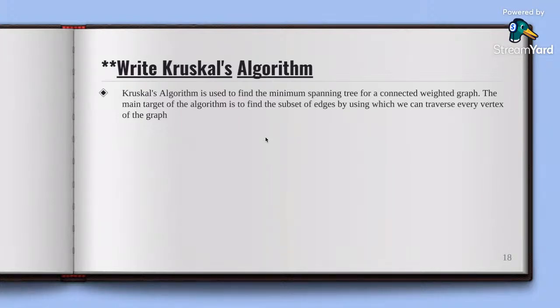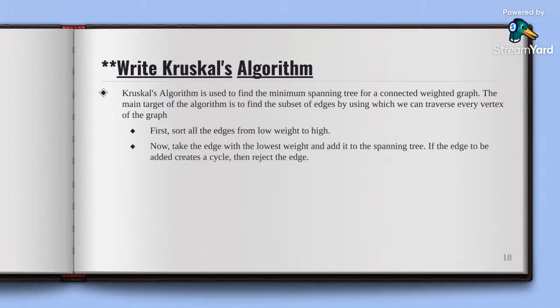Kruskal's algorithm is used to find the minimum spanning tree for a connected weighted graph. The main target of the algorithm is to find the subset of edges by using which we can traverse every vertex of the graph. First, sort all the edges from low weight to high. Now take the edge with the lowest weight and add it to the spanning tree. If the edge to be added creates a cycle, then reject the edge. Continue to the edge until we reach all the vertices and a minimum spanning tree is created.